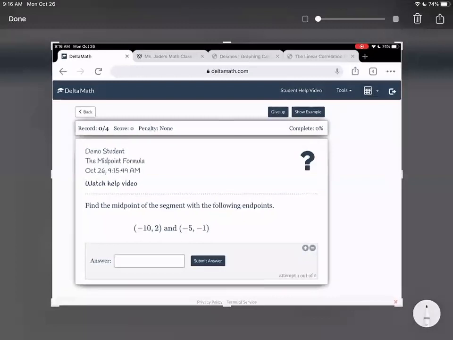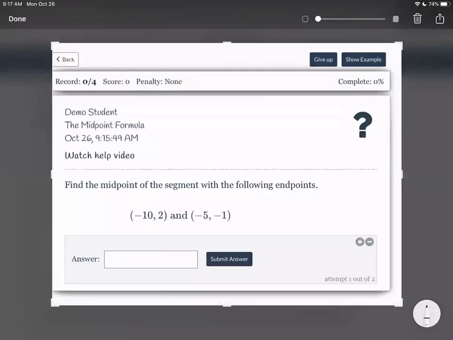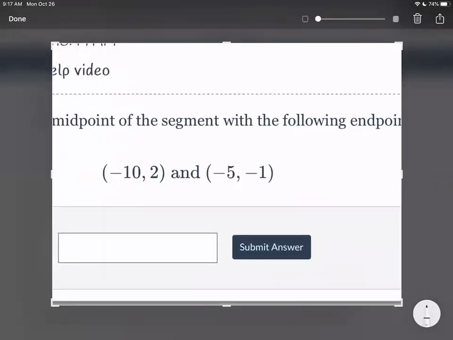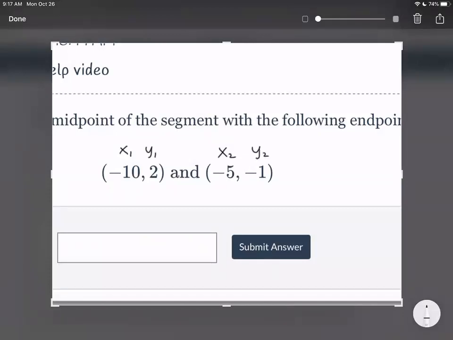All right, so our first example for Deltamath is find the midpoint of the segment with the following endpoints. They give us 2 points, and I'm going to label them x1, y1, and this one is x2, y2.